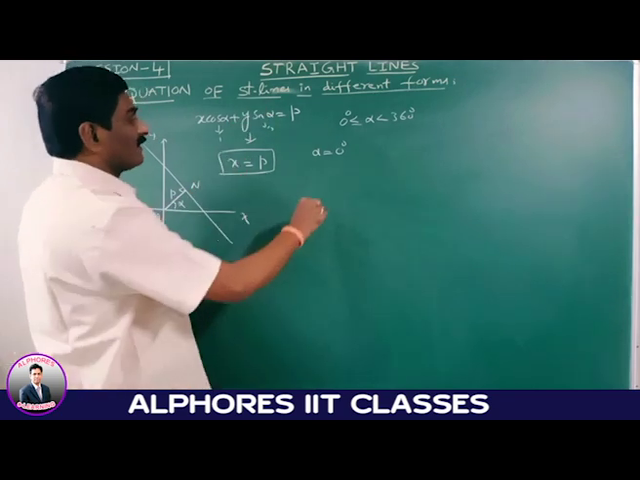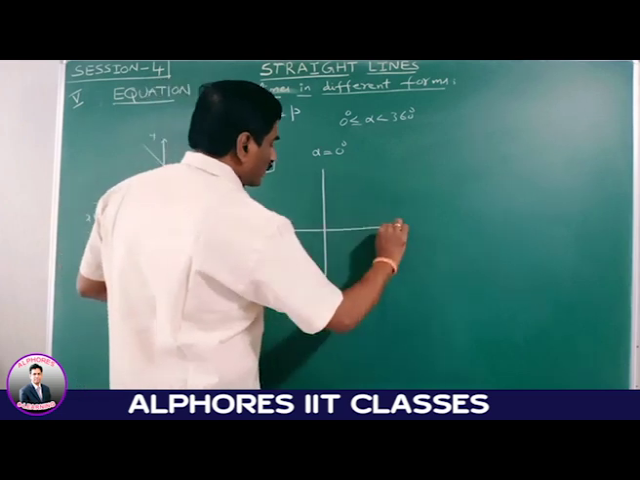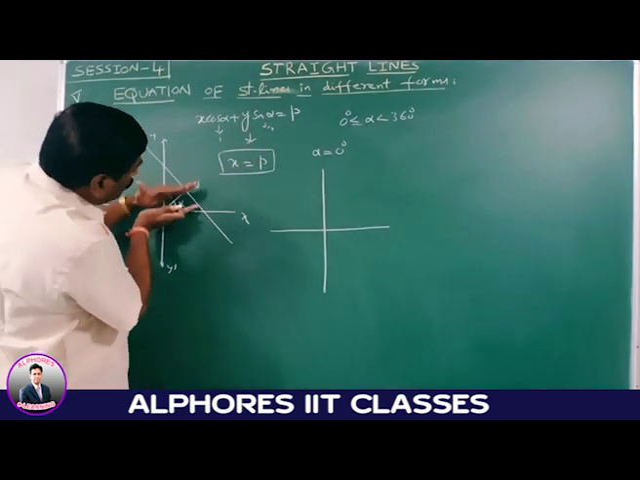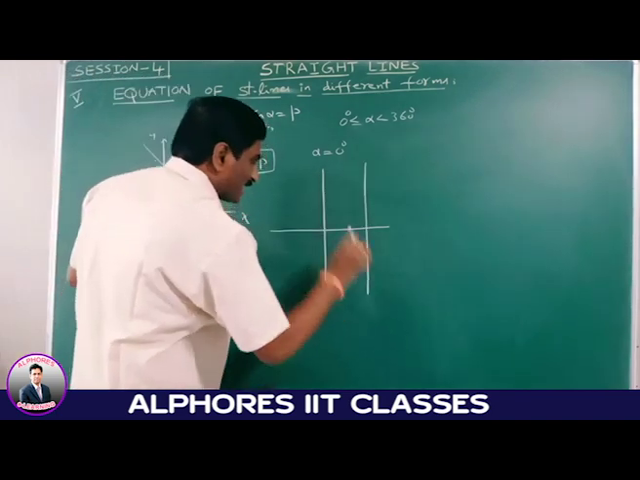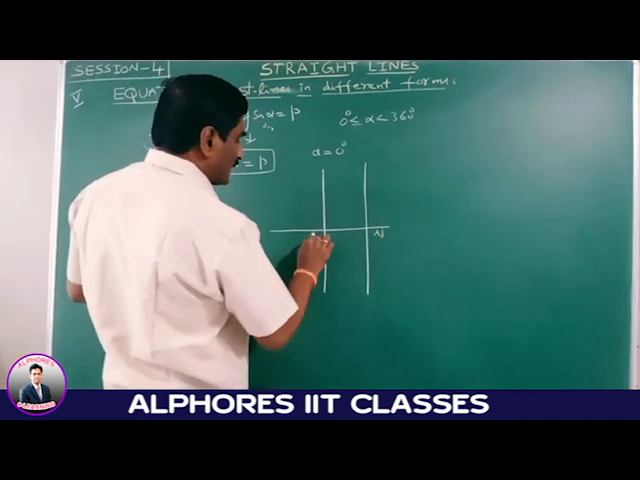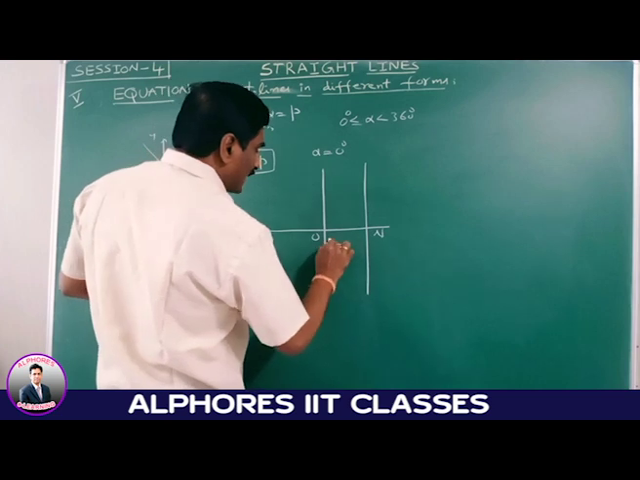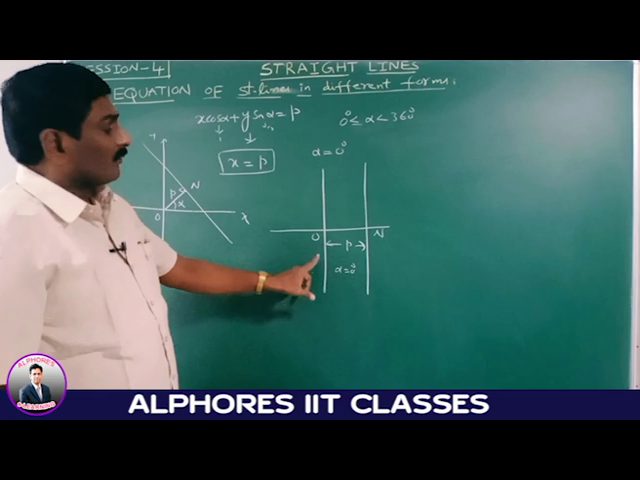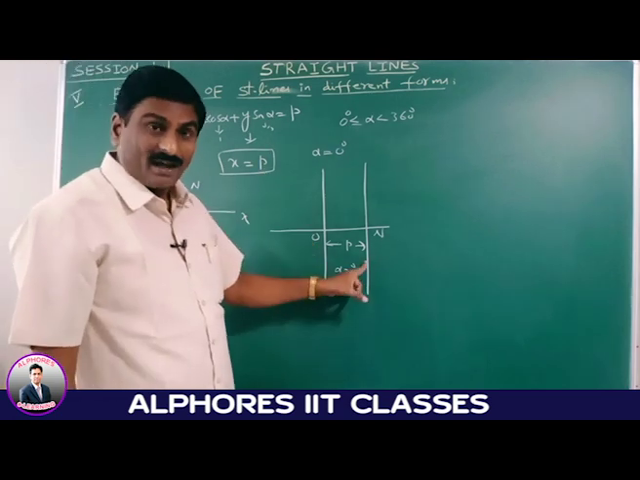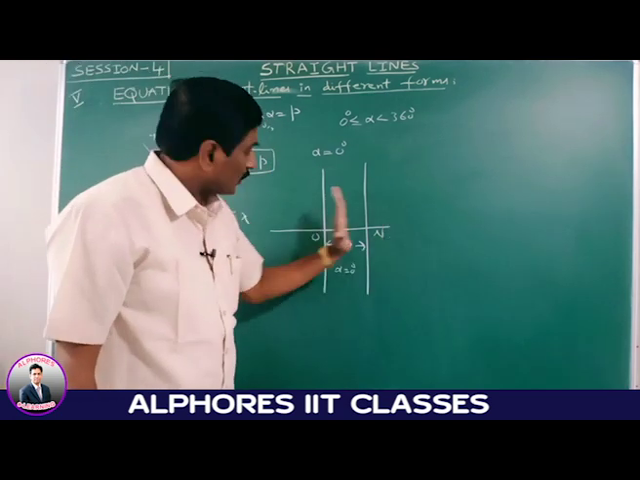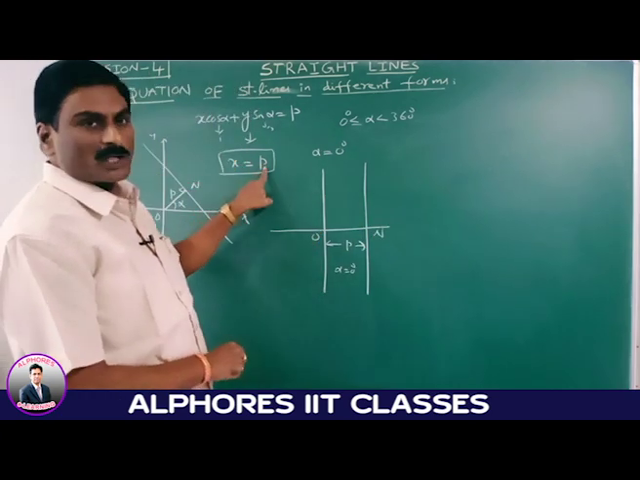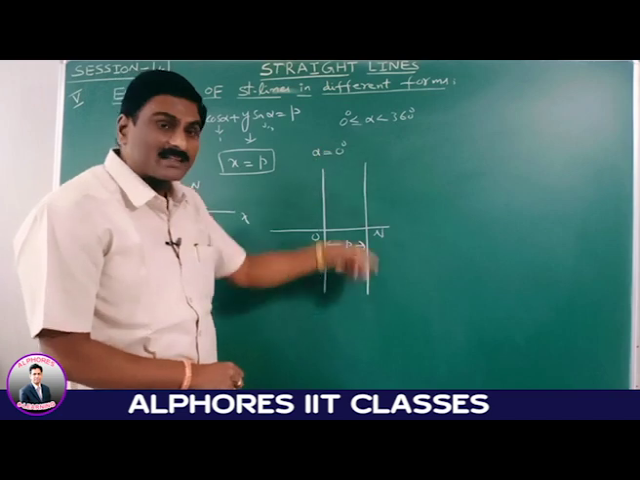In this case, the diagram is in this way. Please observe this value. In this case, alpha is equal to 0 degrees means these two lines are coincident. That means the line is in this way. This is N, this is O. This distance is p units. Here alpha is equal to 0 degrees. The line is a vertical line and it cuts the x-axis in the positive direction. Here x is equal to p, p is positive. That means x is equal to a constant, so it is a vertical line.